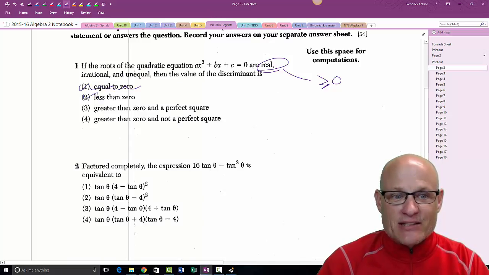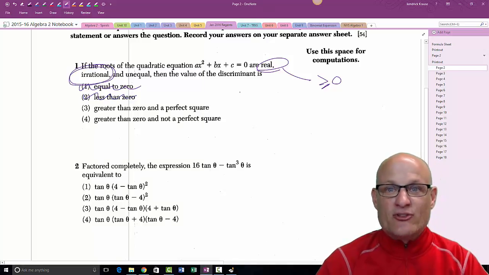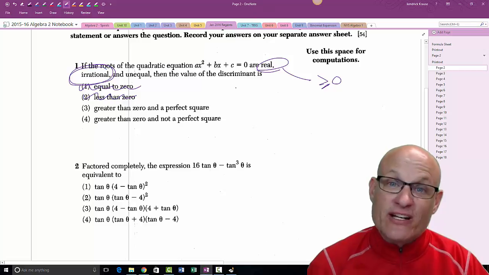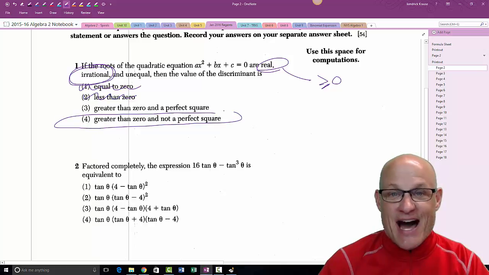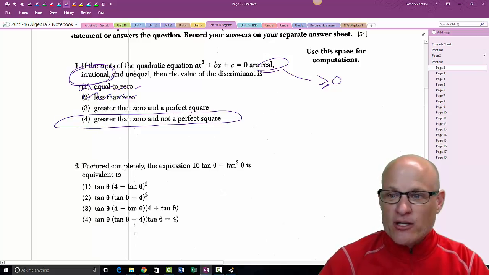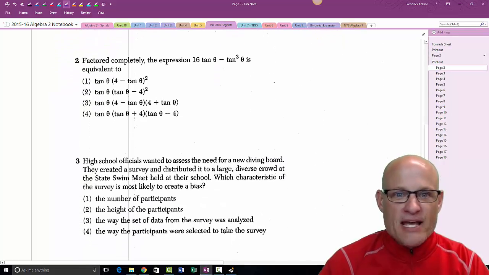We know it can't be less than 0. And then this is the most important word. Irrational means you are not able to take the square root of it nicely. It's not a perfect square. So the answer is it is a number greater than 0 and not a perfect square. Anybody 1 for 1? I hope so. That wasn't a bad problem.